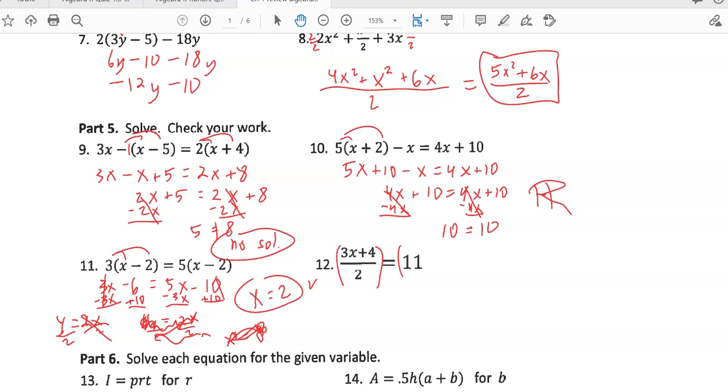Here, I would do as a first step, probably multiply by 2. So you get 3x plus 4 equals 22. Subtract 4. And you get 3x equals 18. Divide by 3, divide by 3, and you get x equals 6.